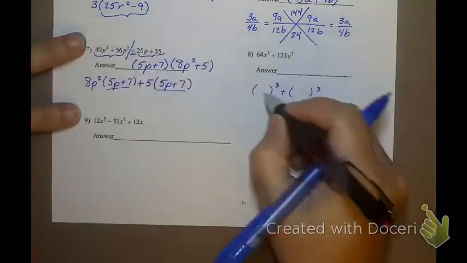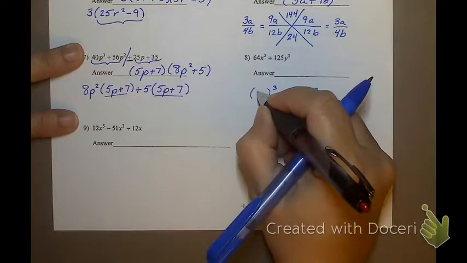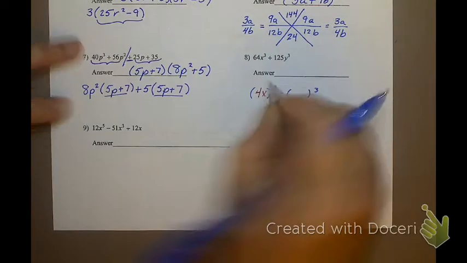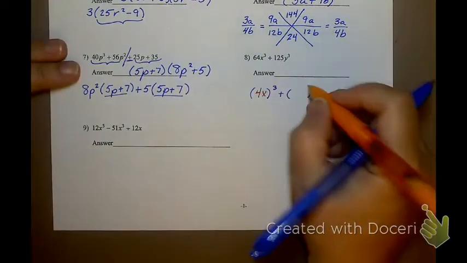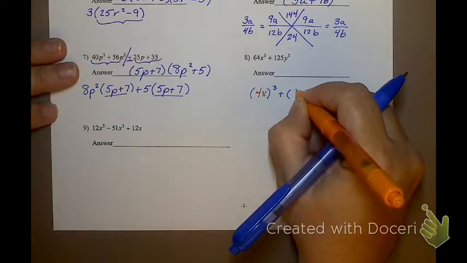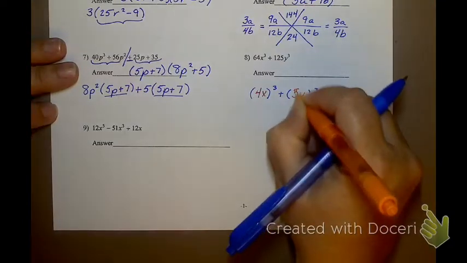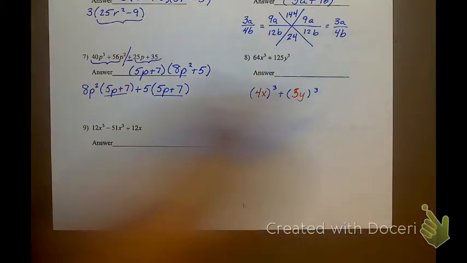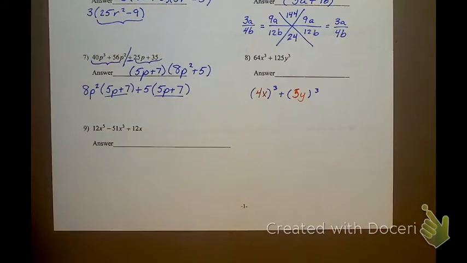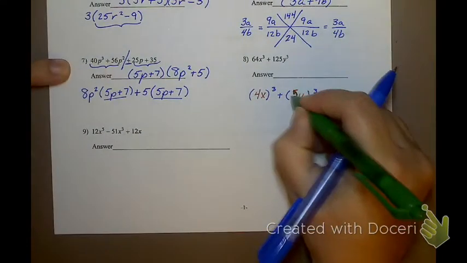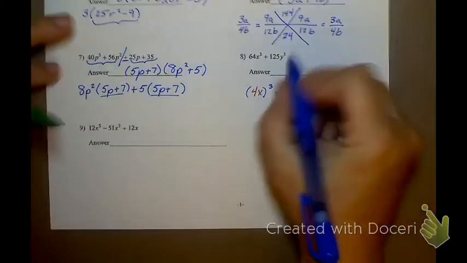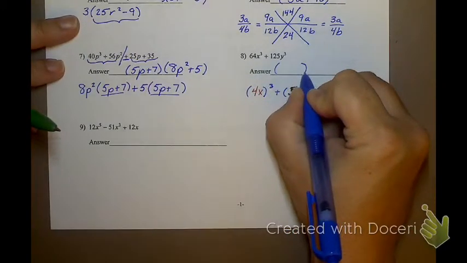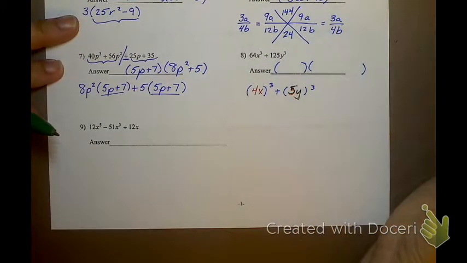Okay, so what to the third gives me 64x cubed? 4x. And what to the third gives me 125y to the third? 5y. Do those colors look any different? They look fairly similar. What can I do? Maybe I'll make one of them green. How about that? That'll look different. We'll make the 5y green. A little better. Okay, so I know that it's going to come into a small parentheses and a large parentheses.